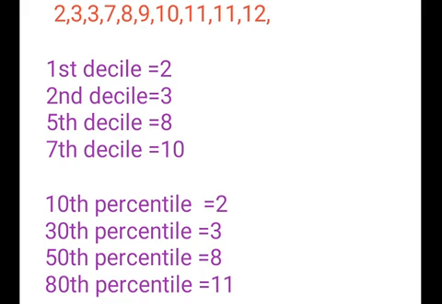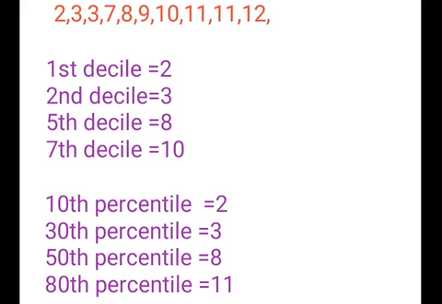Then let's look at a percentile now. The 10th percentile is 2, meaning the 10th percentile is the same as the first decile. The 30th percentile is 3, which is the same as the third decile. The 50th percentile is 8, and here the fifth decile is 8, meaning the 50th percentile is the same as the fifth decile. Then the 80th percentile is 11.